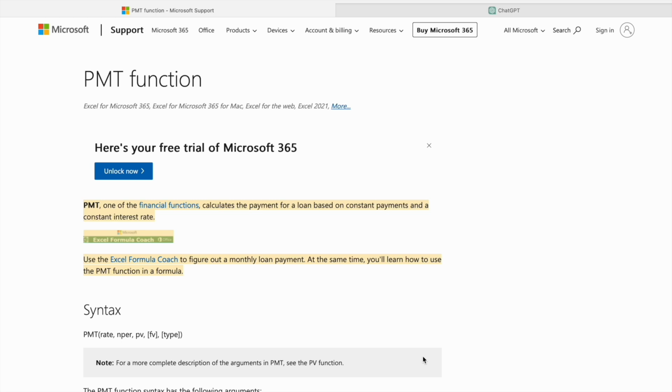Today we are diving into a fundamental yet powerful function in Microsoft Excel, the PMT function. Whether you are a seasoned Excel user or just starting out, understanding how the PMT function works can greatly enhance your financial analysis and planning capabilities.